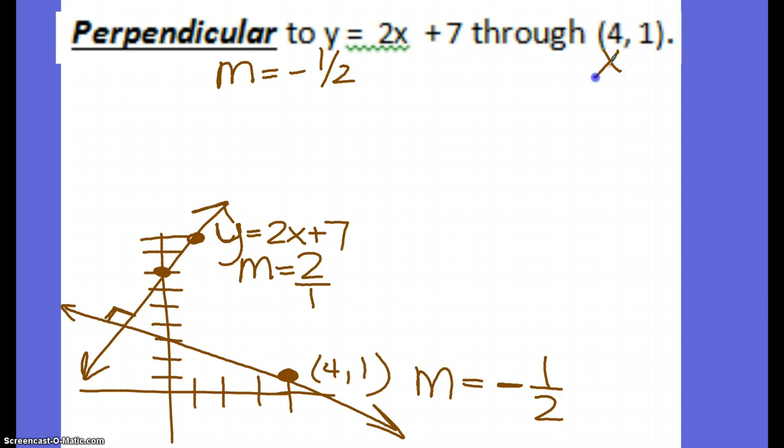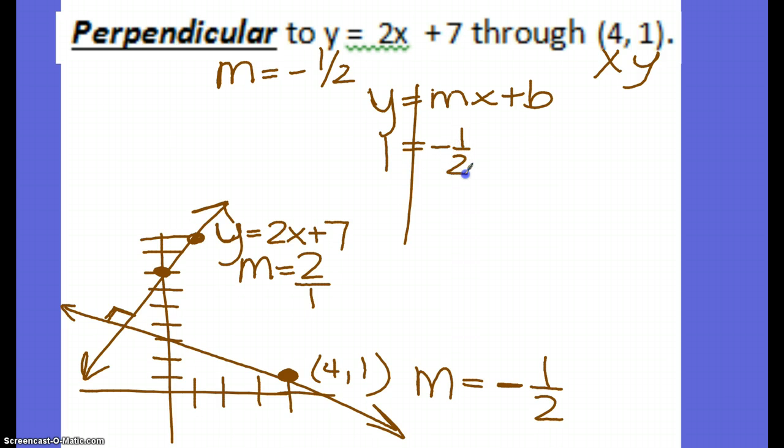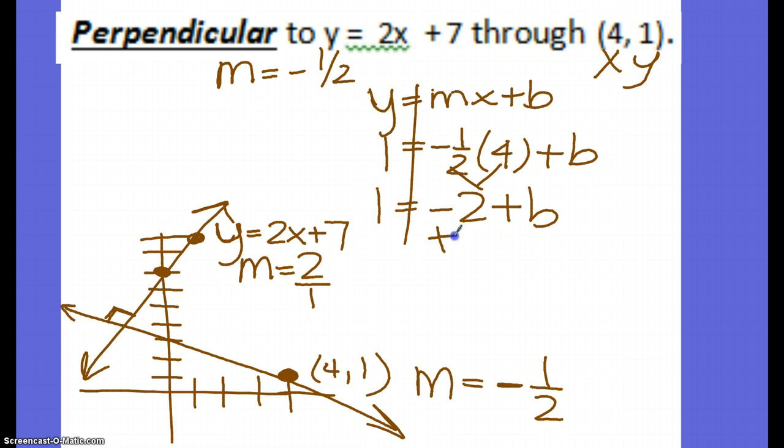We need it to go through the point 4, 1. And we're going to find the new y-intercept. So we got y equals mx plus b. We're going to do 1, negative 1/2, and 4. So half of 4 is 2, and negative positive would make negative 2. And then I add 2 to get 0.